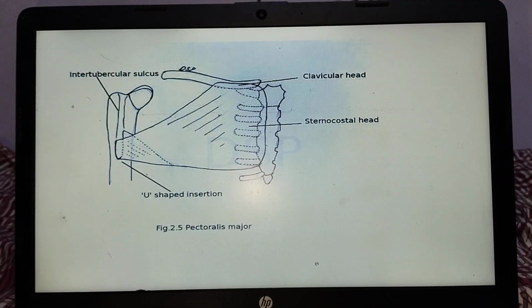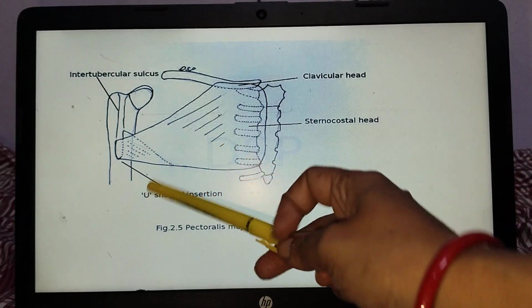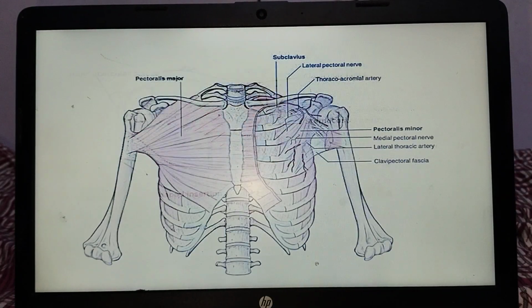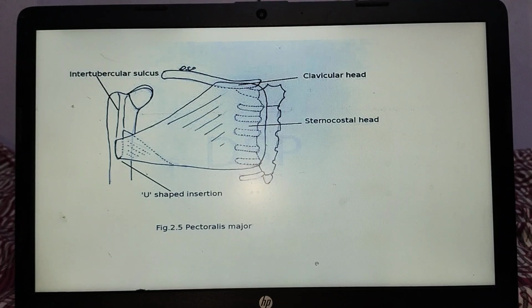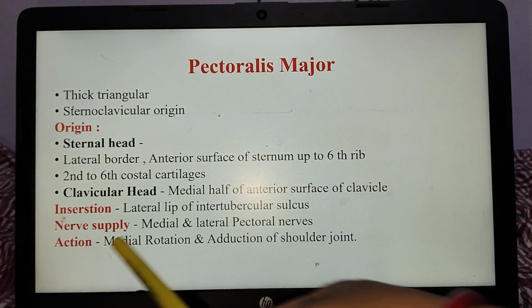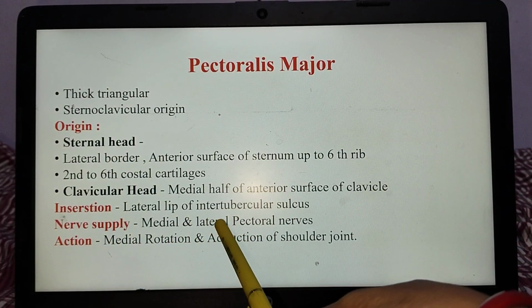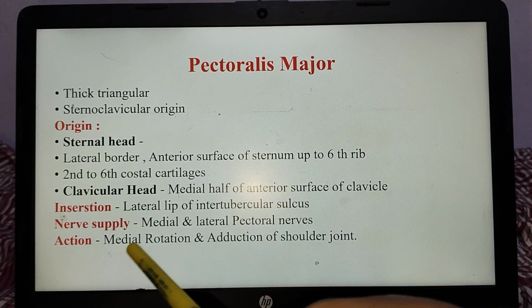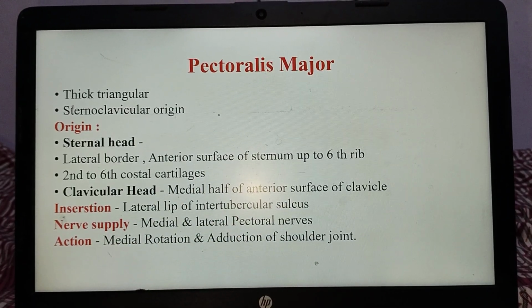Next is the insertion. It is going to insert in a U-shaped manner on the lateral lip of the bicipital groove. So insertion: lateral lip of the intertubercular sulcus or bicipital groove. Next, nerve supply by the medial and lateral pectoral nerves. Action: medial rotation and adduction of the shoulder joint.